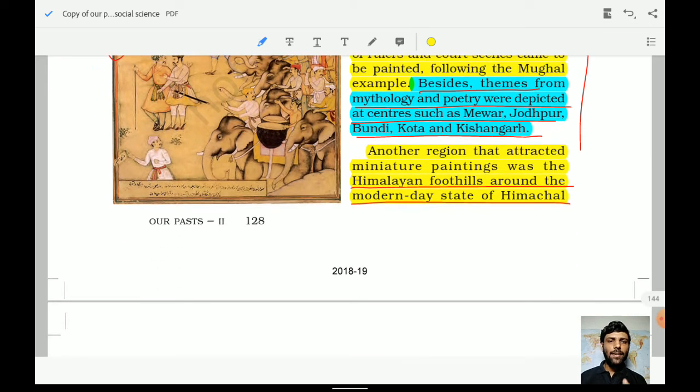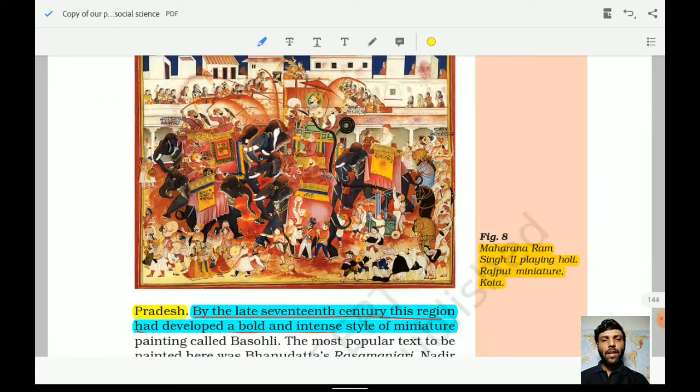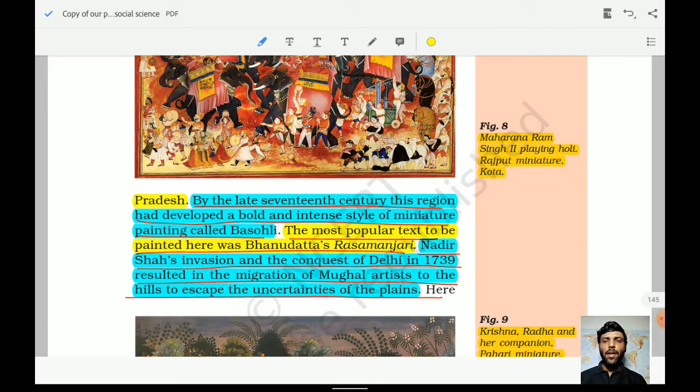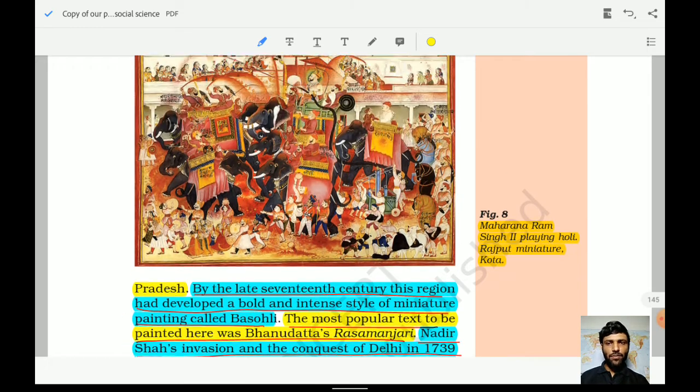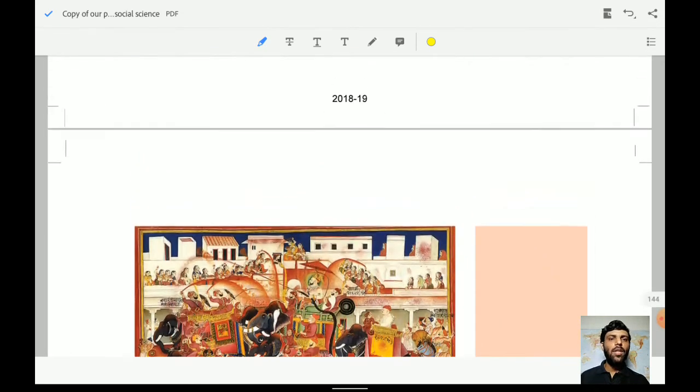So another region that attracted miniature painting was the Himalayan foothills, around the modern day state of Himachal Pradesh. So it was the Basohli school of painting. By the late 17th century, as we have already seen how disintegration, when it started, gave birth to different regions, and hence different art schools also got started. So by the late 17th century, this region had developed a bold and intense style of miniature painting called Basohli. It is also called the Basohli School of Art, and which particular area are we talking about? We are talking about Himachal Pradesh.